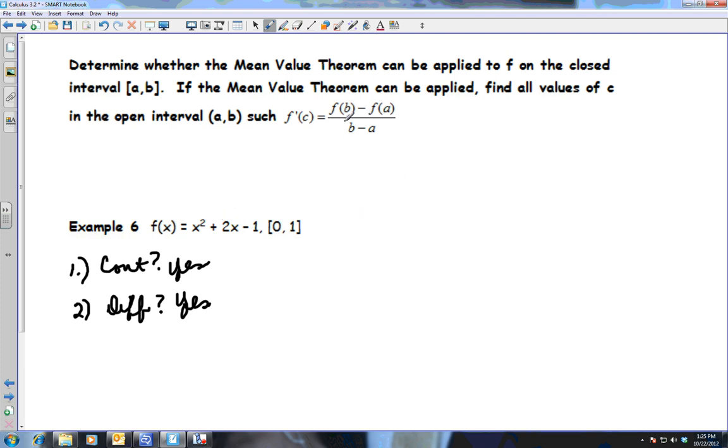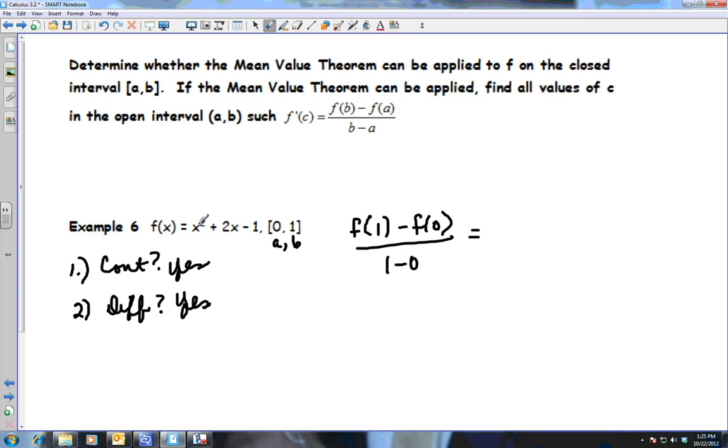We're going to find f of b minus f of a over b minus a. So that's the first thing I'm going to do. Now, when they give you an interval, this is always your a, this is your b. So I'm going to find f of 1 minus f of 0 over 1 minus 0. So I'm actually plugging in these numbers. I'm going to plug 1 in and see what I get.